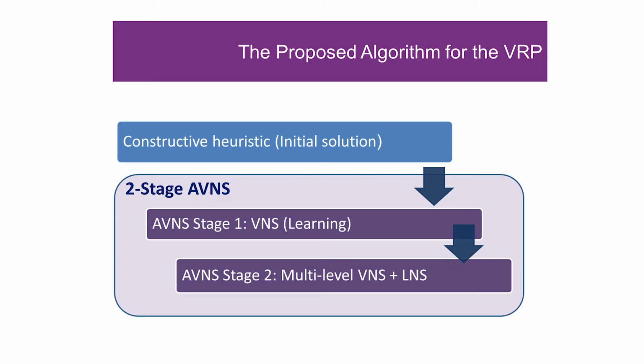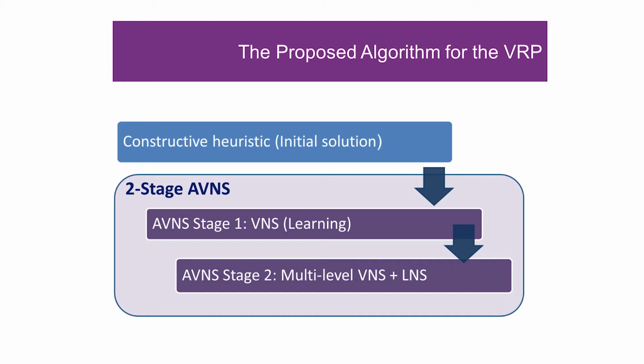Now, I propose an algorithm to solve the VRP. First, I use a constructive heuristic to generate the initial solution. And then moving on to the algorithm that I propose, which I call a two-stage adaptive variable neighborhood search.